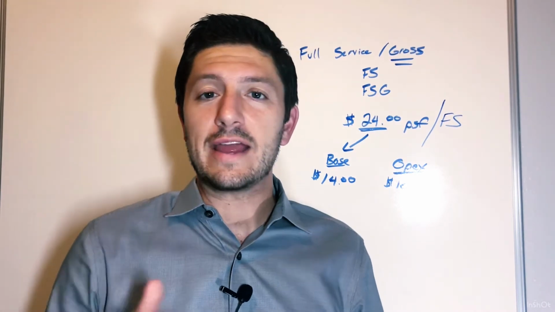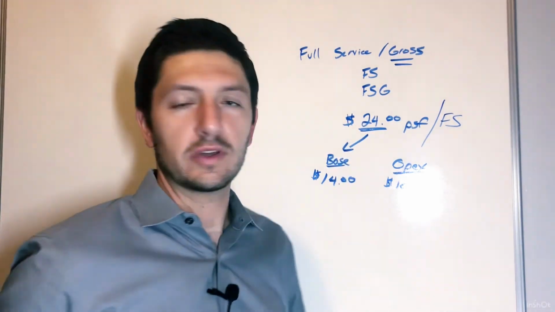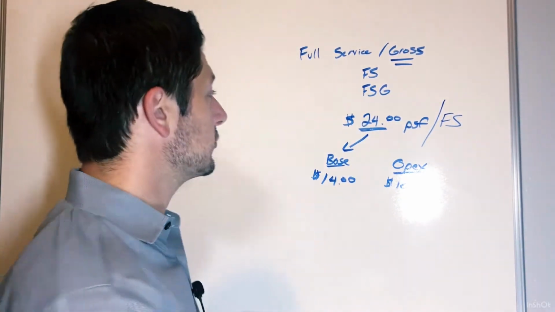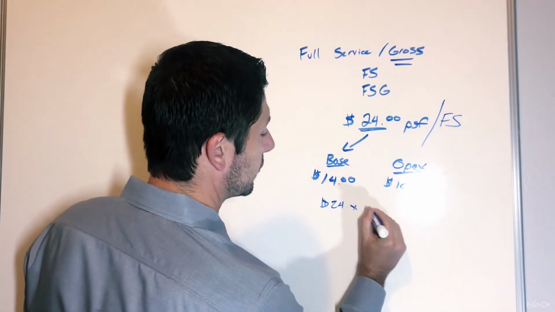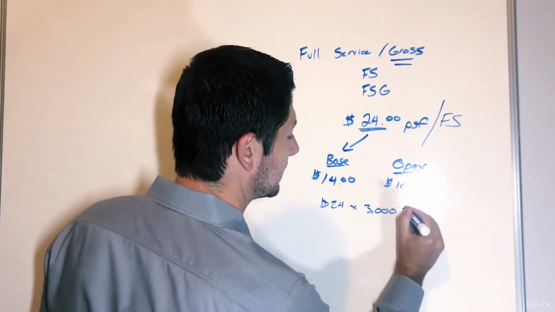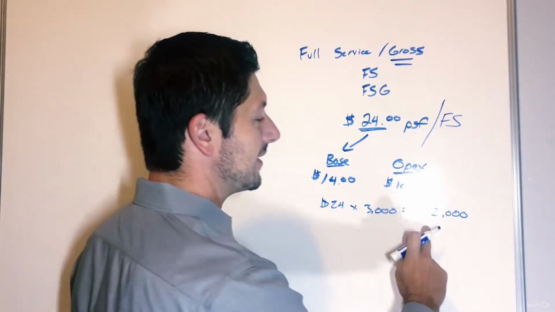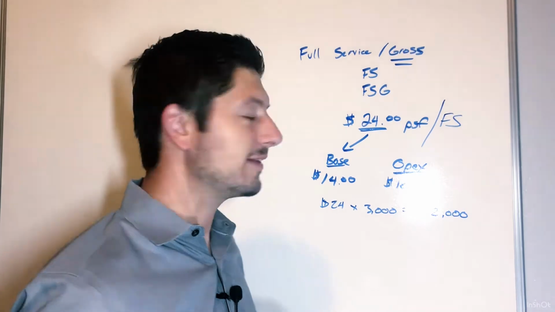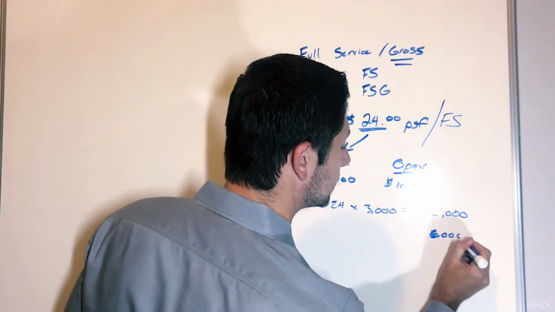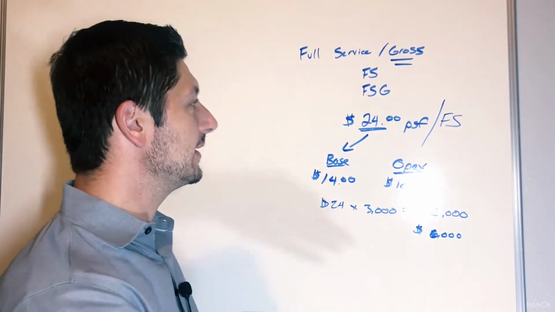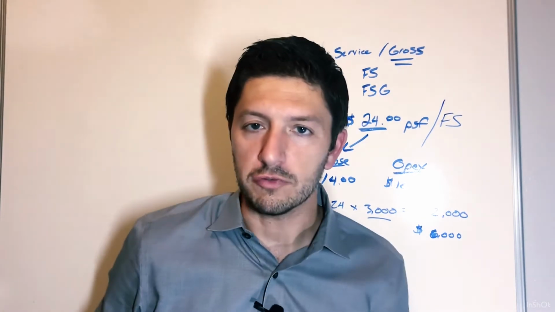So let's talk some numbers. Let's say you've got a 3,000 square foot office and you're being quoted $24 full service gross. So $24 a square foot times 3,000 square feet is going to give you $72,000 a year. That's $72,000 a year in rent. You divide that by 12 and you've got $6,000. So $6,000 in rent if it's a 3,000 square foot space and they're quoting you $24 a foot gross rental rate.